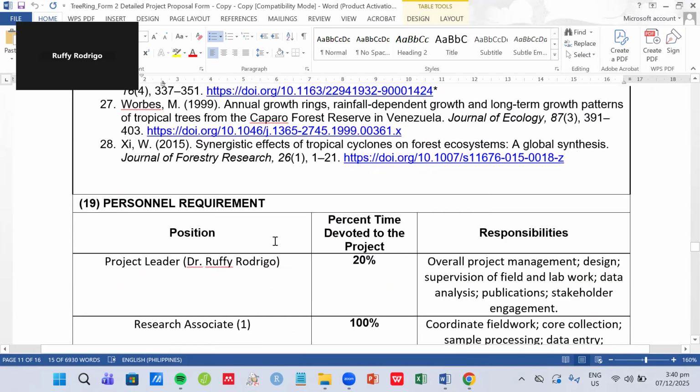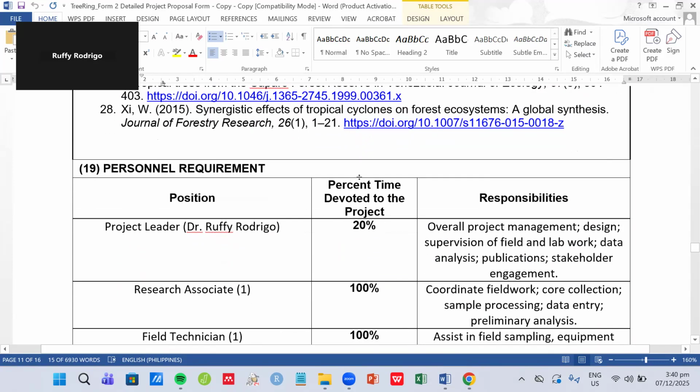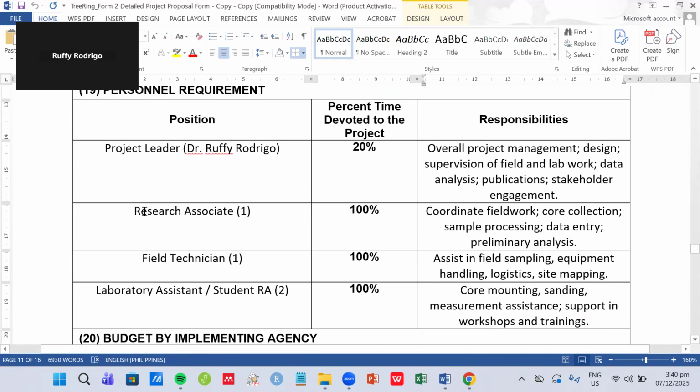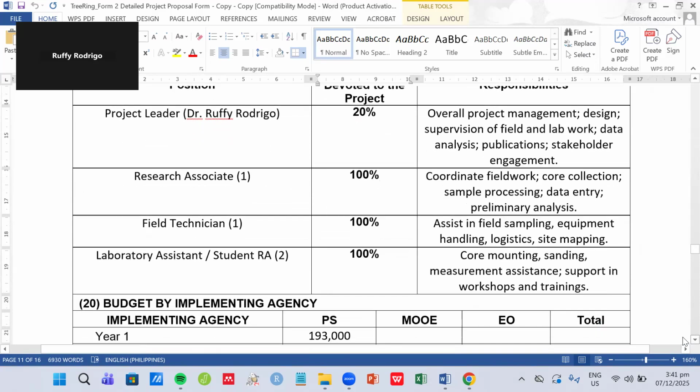So personnel and equipment requirements are here, the positions. I am the project leader, Dr. Rocky Virgo. The percent time devoted to the project is 20%. Responsibilities: first, overall project management. You cannot put 100% because you will be handling other projects as well. But if you want to hire an associate, technician, laboratory assistant, or students, you have the roles, responsibilities, and so on. And this is also important when you do the line item budget in terms of their salary.